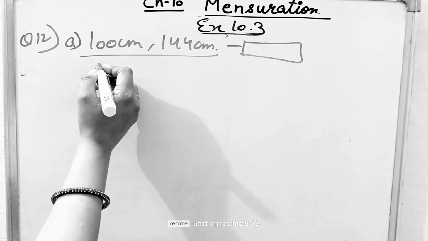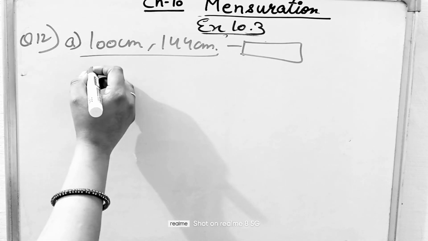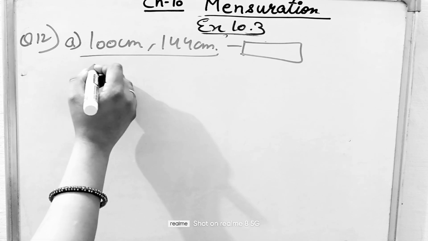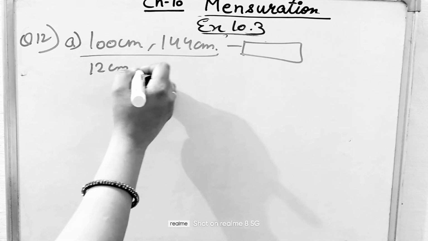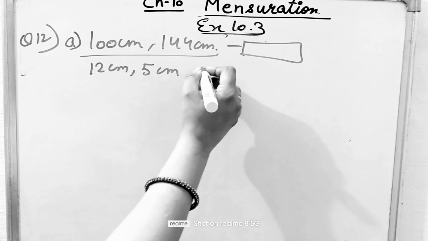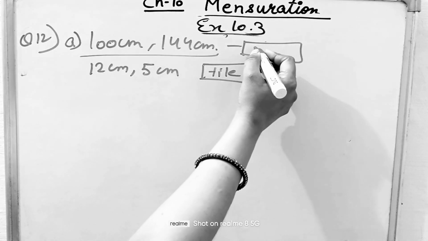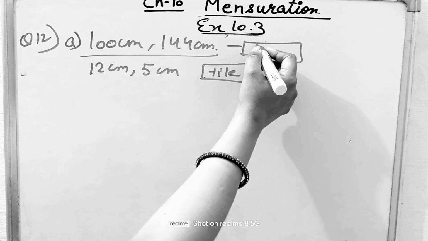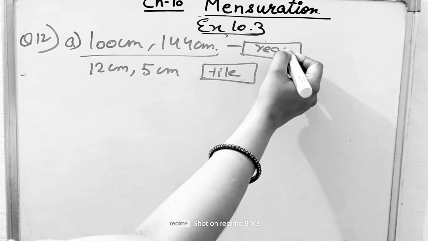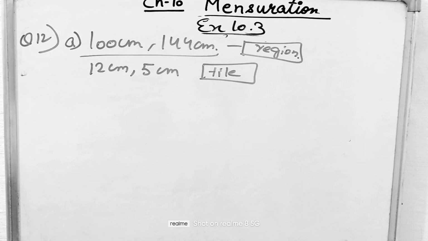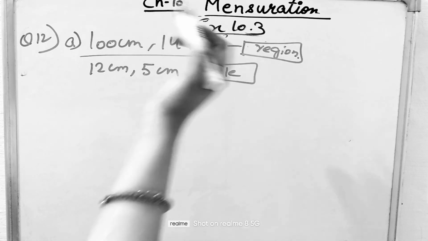Now, which shape tile are used? Tiles are also of rectangular shape, 12 centimeter length and 5 centimeter width. This is tile and this is region. And you are asked to find number of tiles required to fit in this area.